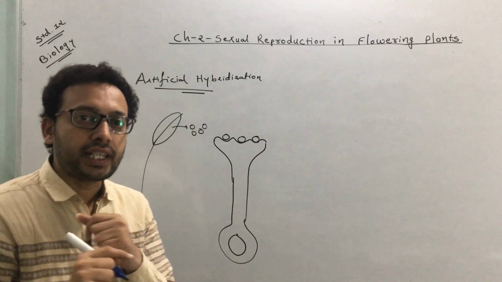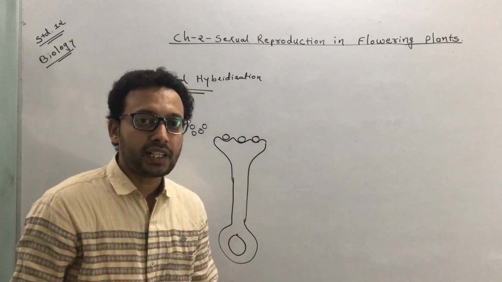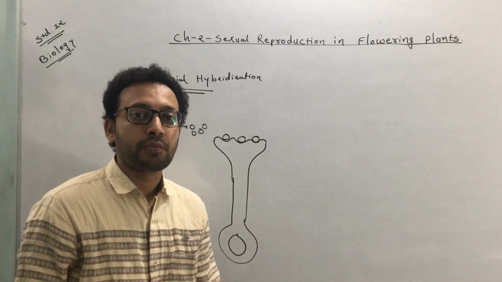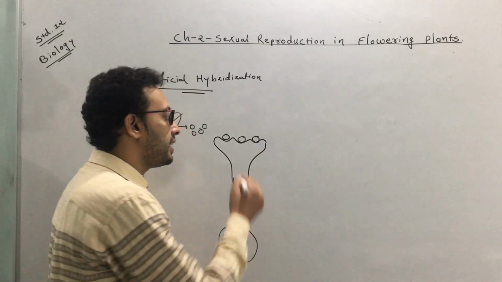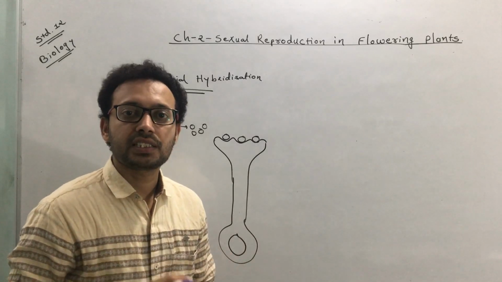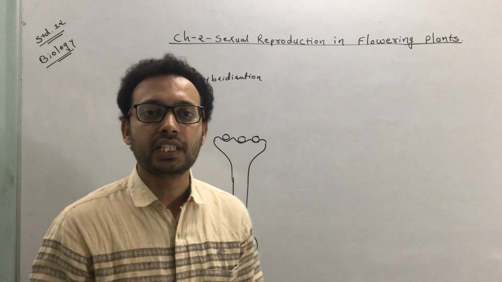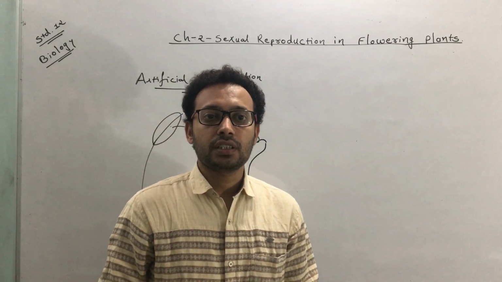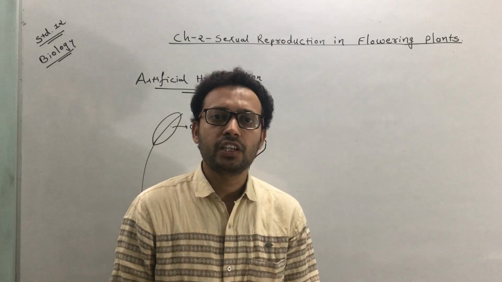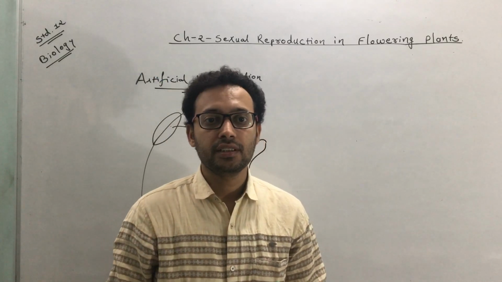But it is not necessary that the desired pollen grain, means the pollen grain or the product that we want, falls onto the stigma. What are the chances that the desired pollen grain falls on the stigma and then results in fertilization? It is not certain, means we cannot say surely that only the desired pollen grain falls on it.